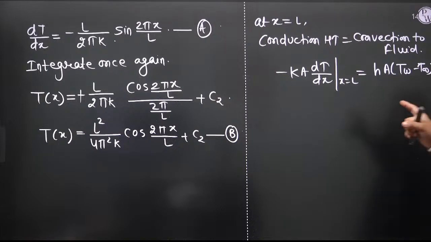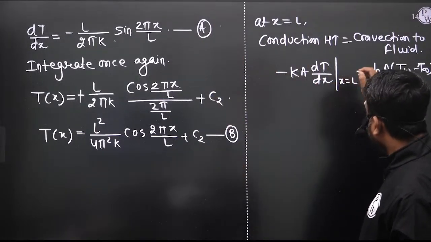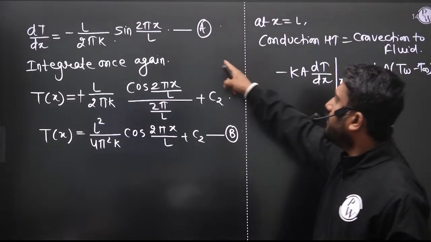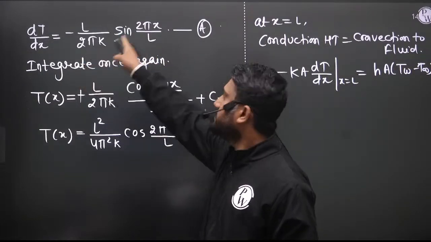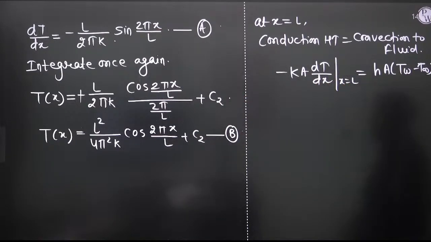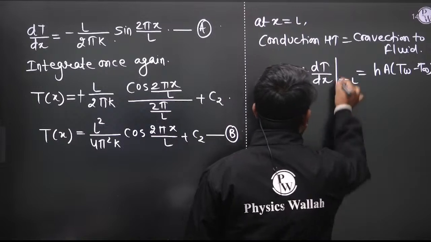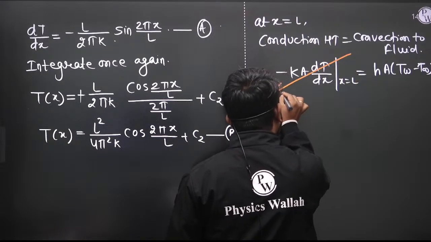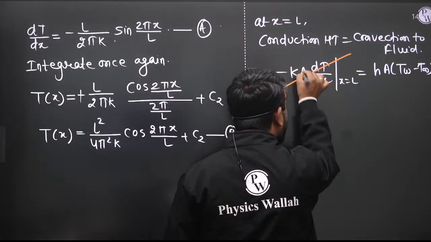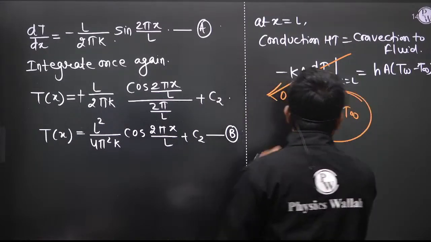Now see this expression, see the equation number A. If you see the equation number A, it is very much clear. At x is equal to L, the dT by dx is 0. So this term is 0 at x is equal to L. Therefore, TW is equal to T infinity.